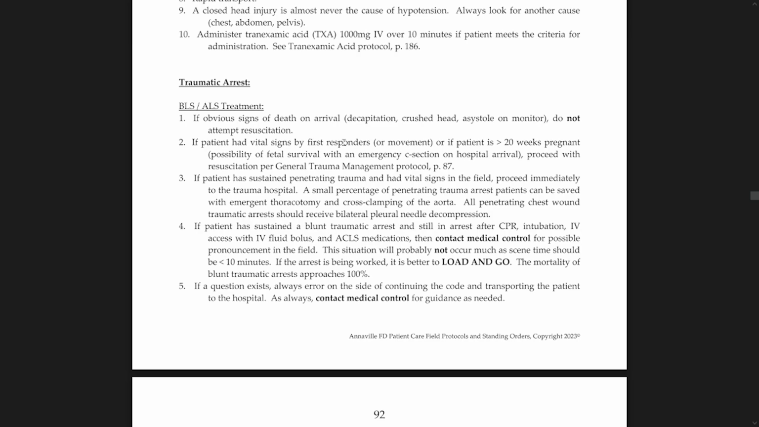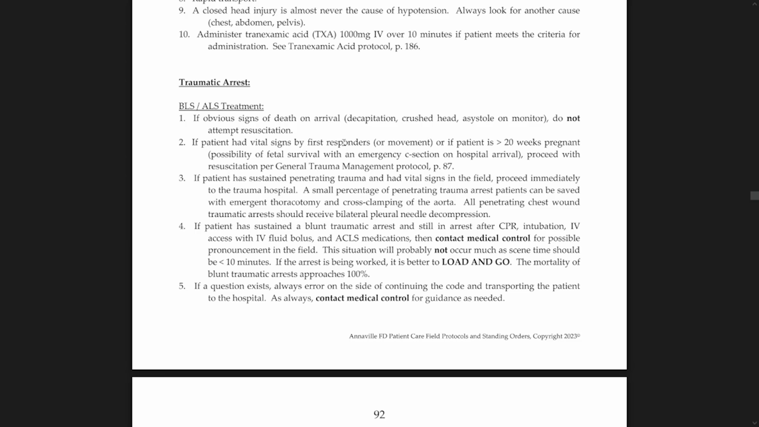For a traumatic arrest, for BLS and ALS treatment, if obvious signs of death are present on arrival, such as decapitation, crushed head, or asystole on the monitor, do not attempt resuscitation. If patients have vital signs noted by first responders or movement, or if the patient is greater than 20 weeks pregnant, with possibility of fetal survival with an emergency C-section on hospital arrival, proceed with resuscitation per general trauma management on page 87.